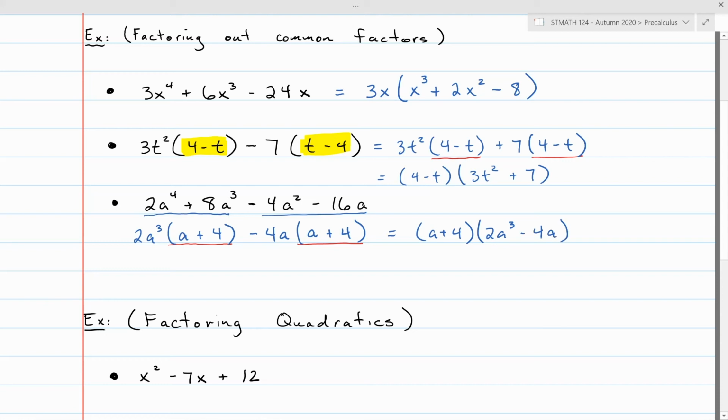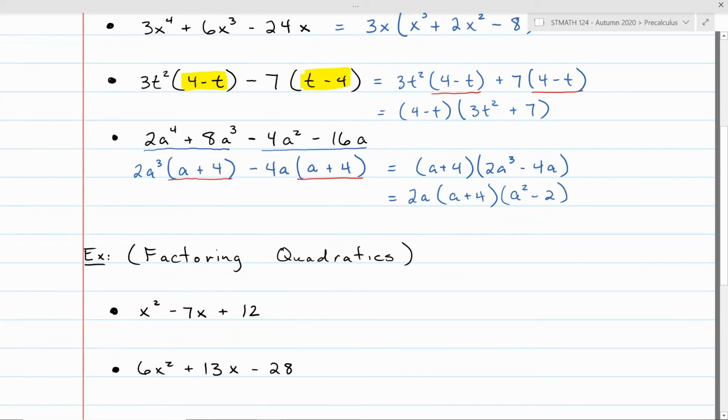And I see that I can even do one more thing. On that second set of parentheses, the 2a cubed minus 4a, I could factor 2a out of that if I wanted to. So let me pull that 2a all the way out to the front here. So I have 2a times (a plus 4). And then when I factor 2a out of 2a cubed minus 4a, I would be left with a squared minus 2. And probably that would be a sufficiently reduced answer, although you could actually factor it a little bit more.